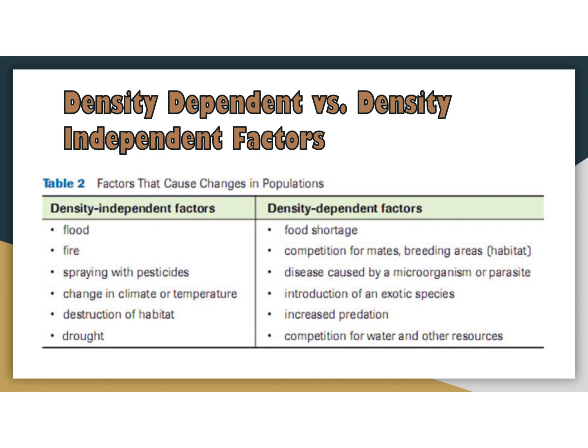Whereas density dependent factors do depend on how many. So, for example, food shortages and competition. The more there is in an area, the more of a problem that is. Disease is another one. Disease is a big one, where the more populous the area, the worse the disease can be. Introduction of an exotic species, increased predation, or competition for water and other resources. Again, density independent is where it does not matter how many there are. Density dependent means it does matter how many organisms there are in a given area.